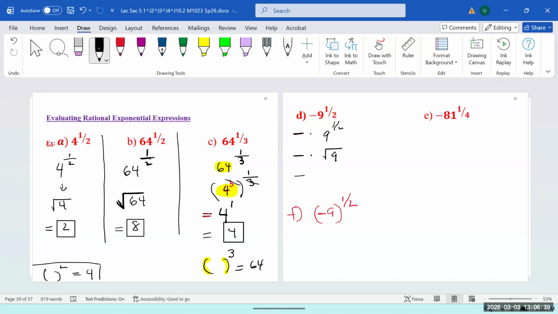And we know what is square root of 9, right? What is square root of 9? 3. So it's negative times 3. That gives us negative 3 as our answer.